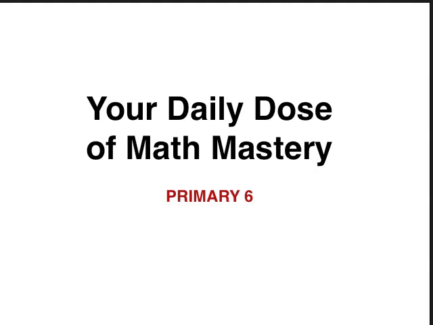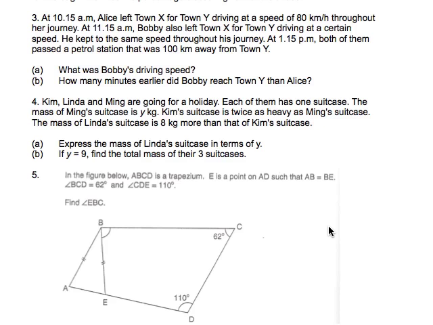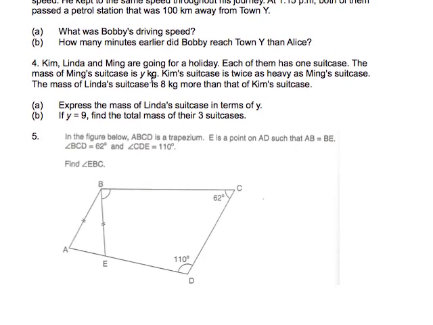You'll understand when you look at this question. So let's look at the question right now, and I'll show you why. It says Kim, Linda, and Ming are going for a holiday. Each of them has one suitcase. The mass of Ming's suitcase is Y kilograms. Kim's suitcase is twice as heavy as Ming's, and the mass of Linda's suitcase is 8 kg more than that of Kim's suitcase. Very simple. So what I'll do is just write down K, L, and M.